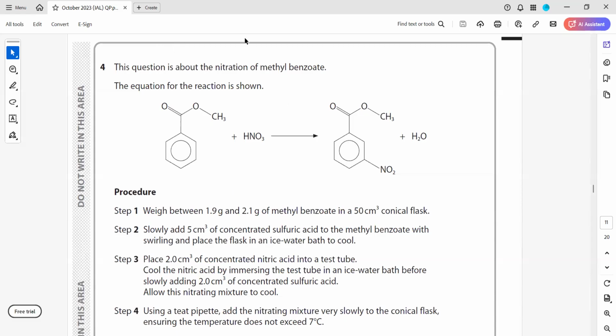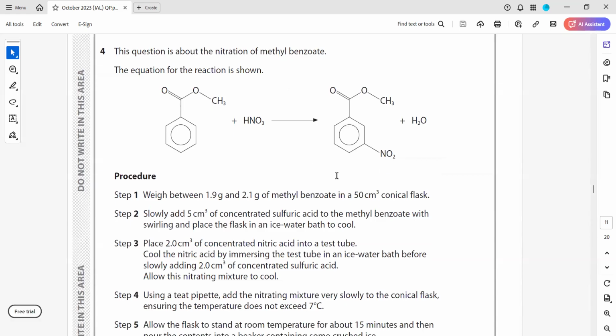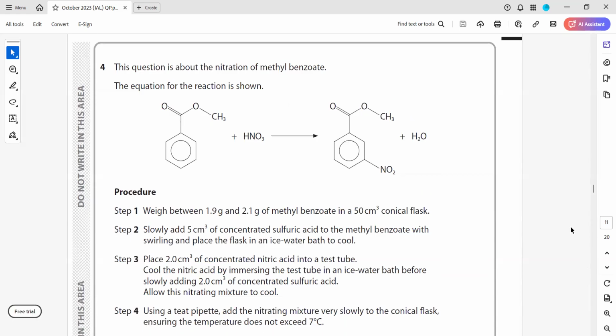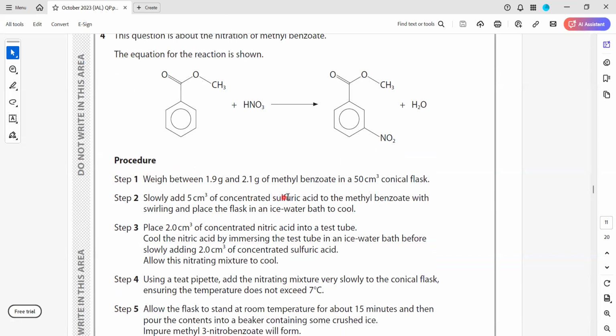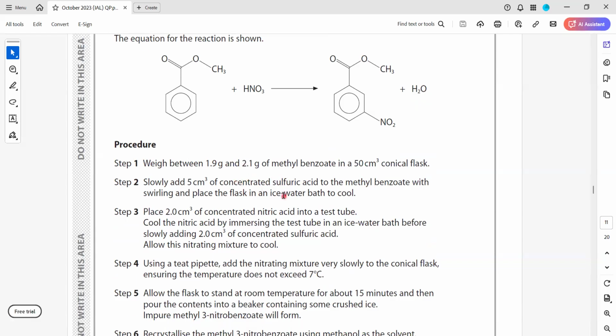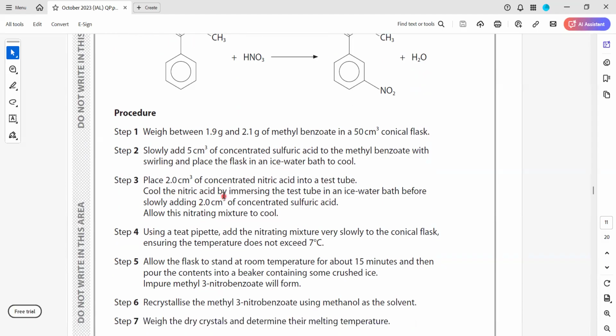This question is about the nitration of methyl benzoate. So methyl benzoate nitration means adding a nitro group. First, we weigh about 1.9 to 2.1 grams of methyl benzoate in a 50 cm³ conical flask. Slowly add 5 cm³ of concentrated sulfuric acid, swirl the mixture and place the flask in an ice bath. Then 2 cm³ of nitric acid is added, and cool the nitric acid by immersing the test tube in an ice bath before slowly adding to the concentrated sulfuric acid.